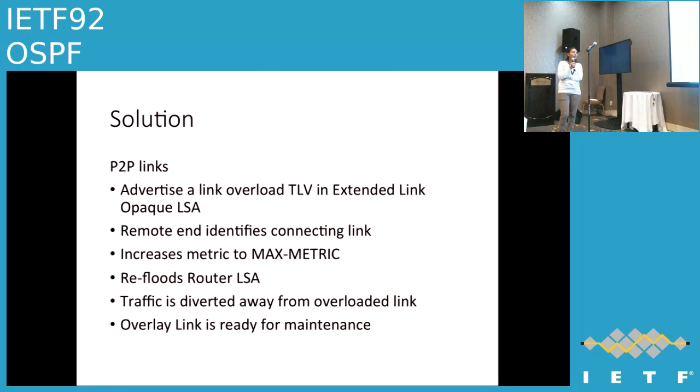So the remote end identifies the connecting link, and then it increases the metric of that link to max metric, and then refloods the router LSA. Because the link metric is increased, traffic is diverted away from the overloaded link to an alternate link, and so the overloaded link is ready for maintenance. This is a solution for P2P links.